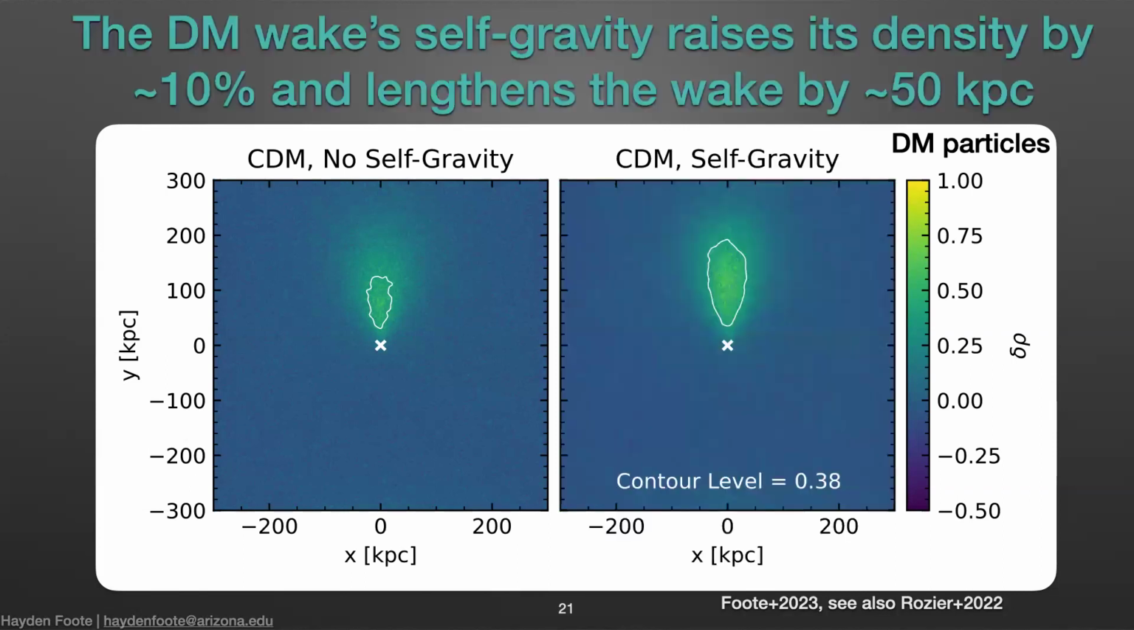If I then turn on the gravity between the dark matter particles, already you should see a difference. This white contour that I'm using to define the wake boundary, we set that to half the maximum density in the right panel.